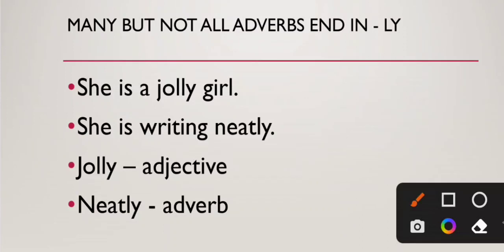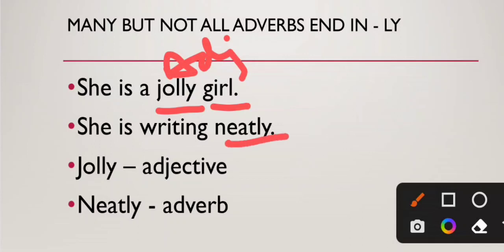Many but not all adverbs end in ly. Everybody says or believes that all adverbs end in ly. Okay, many but not all. Remember that. She is a jolly girl. The word jolly ends in ly, but this is not an adverb. It is an adjective. It is describing the noun girl. So this is an adjective, not an adverb.